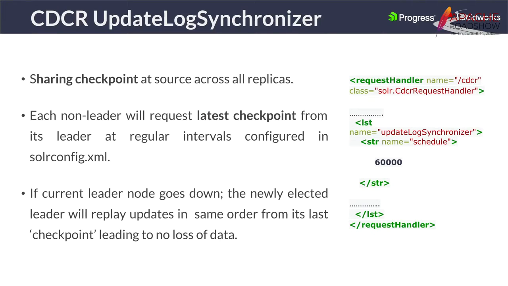Each non-leader at the source will ask its leader what the checkpoint at the corresponding target is at regular intervals. In this example, we have that interval set as 60,000 milliseconds, that is 60 seconds, 1 minute. So whenever the newly elected leader comes up, it will start the replication from the last checkpoint it already has. It may replay some updates, but it will make sure that no updates are lost in the process.